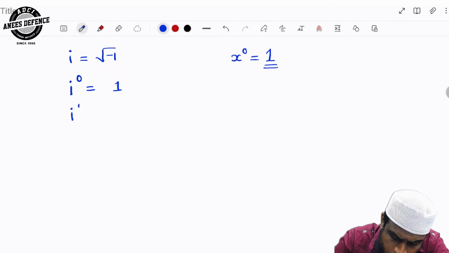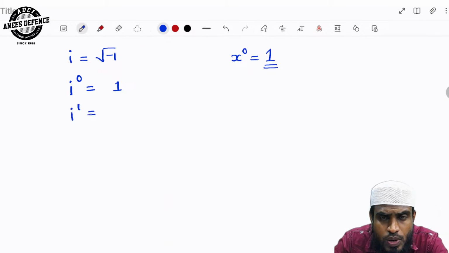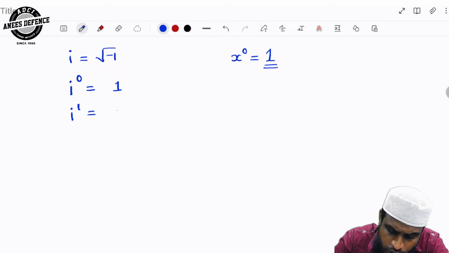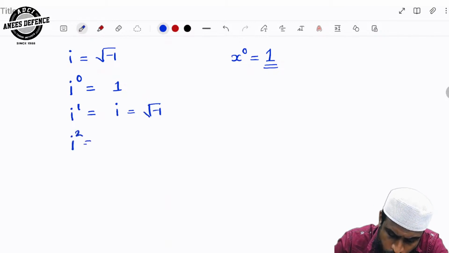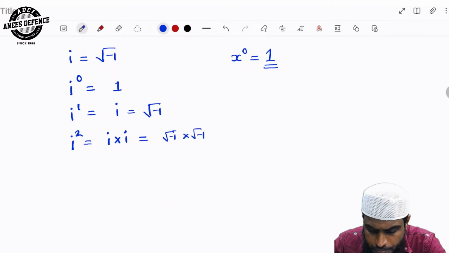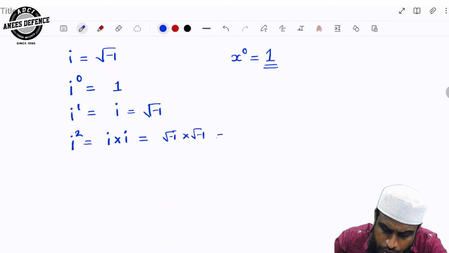Iota or simply iota raised to 1. Iota raised to 1, or simply iota, is equal to iota. What is iota? Root of -1. So iota raised to 1 is iota itself. Iota square is equal to iota into iota. Iota is root of -1, into root of -1. So this can be written as -1.